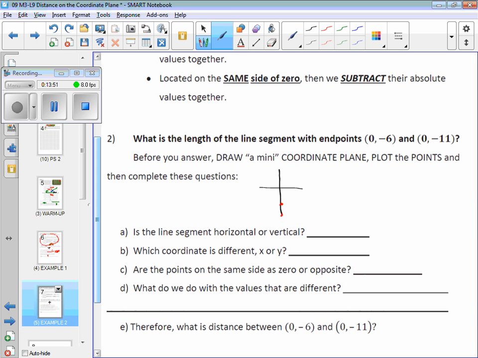Okay, new question. Not that it really matters, but it's a good question. If I were to connect the dots, is the line vertical or horizontal? Right, if you want to abbreviate it with a V, you can. Now, the more important question. Which coordinates are different? The x's or the y's?